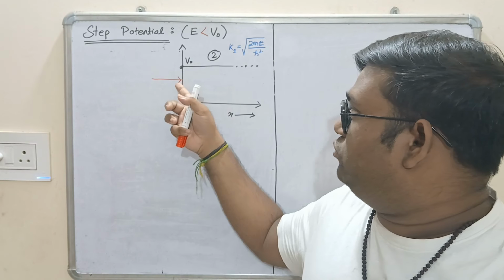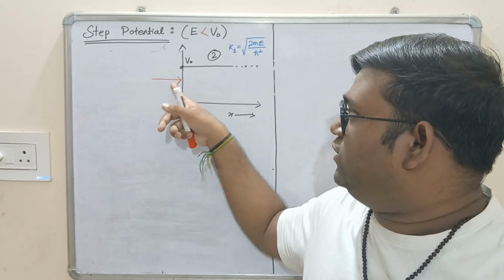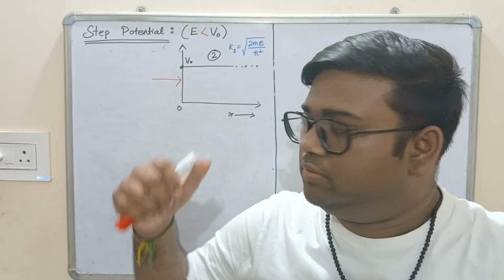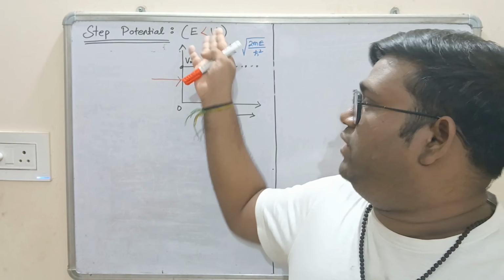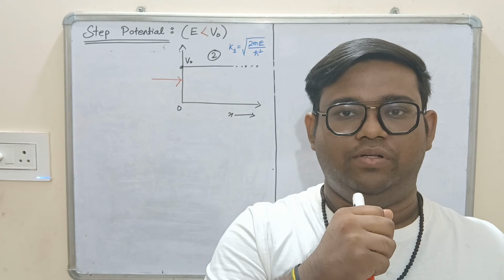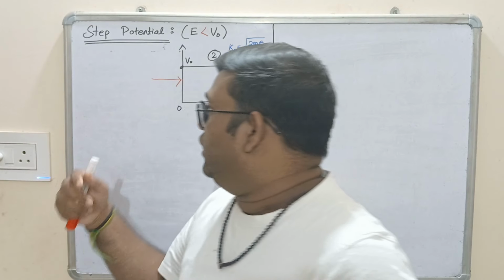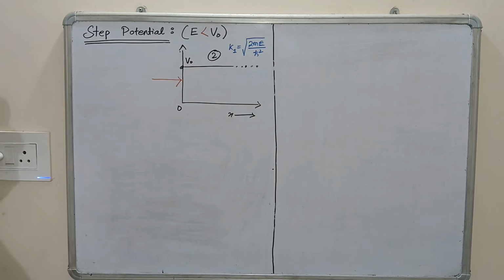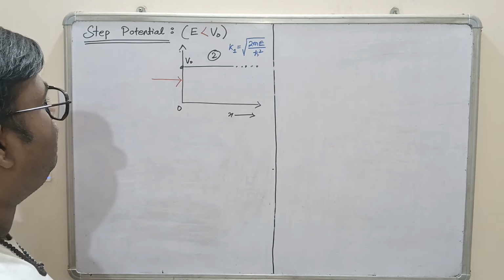To just enter, the energy has to be slightly greater than V naught. Now it is not greater than V naught, and now E can be less than V naught. E can be very much less than V naught. That also is possible. Now, in this entire scenario, what will we have to do?